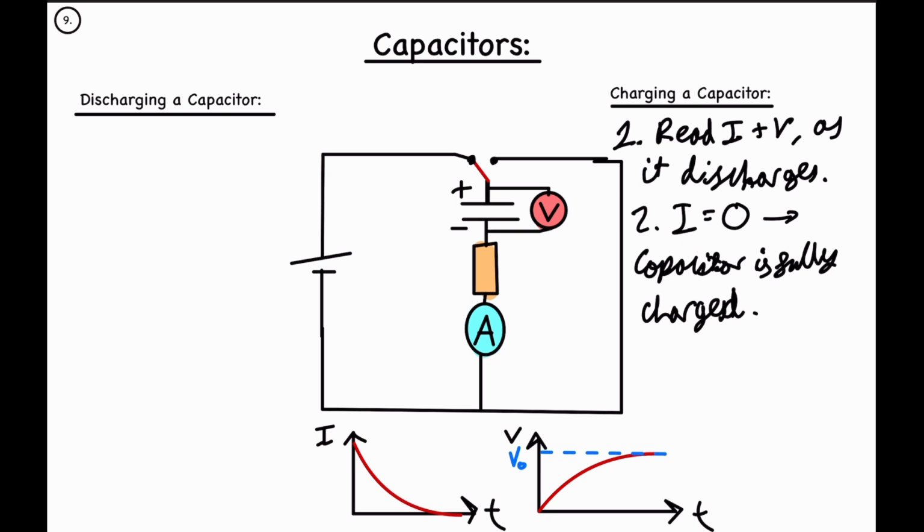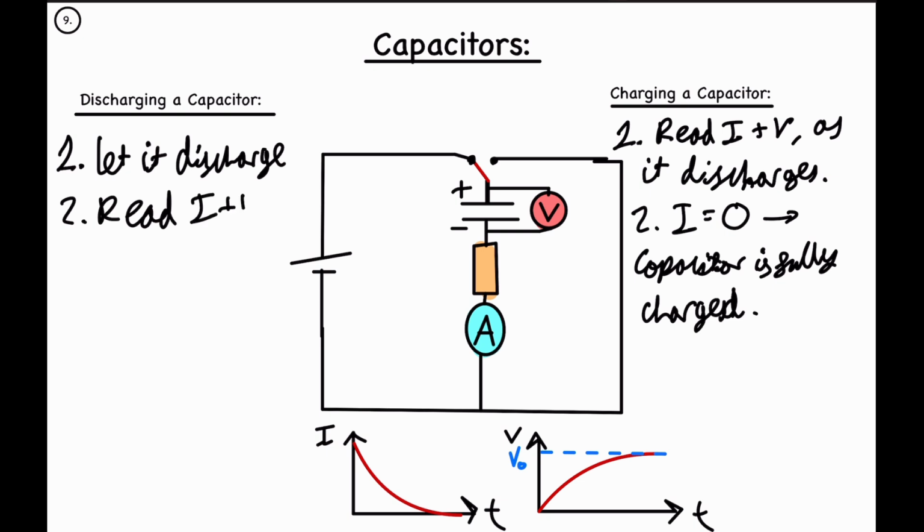And for discharging, the first step would be to use the same circuit, but you flip the switch this way, so you connect the charged capacitor to the circuit that only has a resistor, so the charge will flow and lose energy at the resistor, so it discharges. And then, same as before, read the current and the voltage over time. It is fully discharged when V equals 0 and I equals 0.